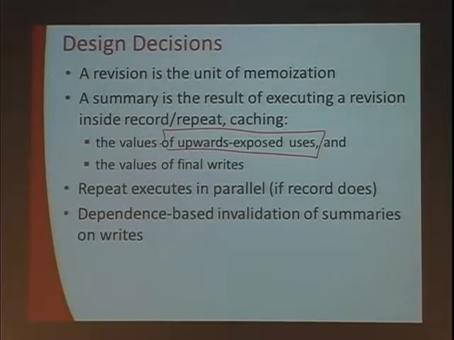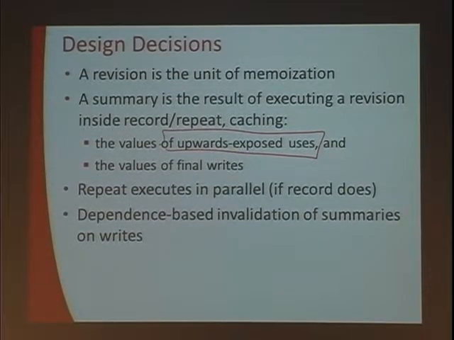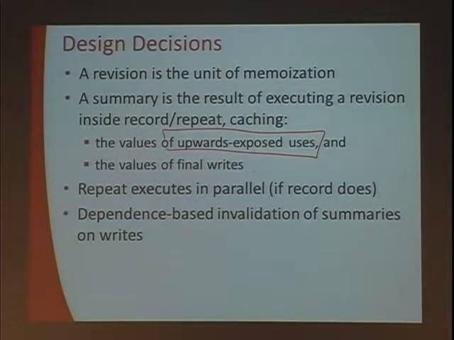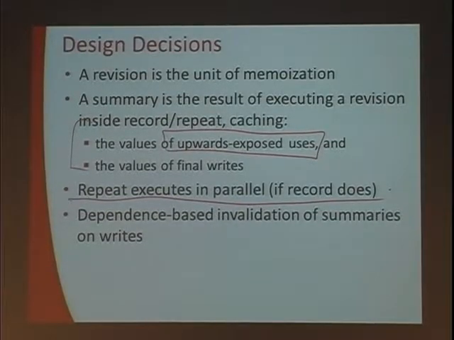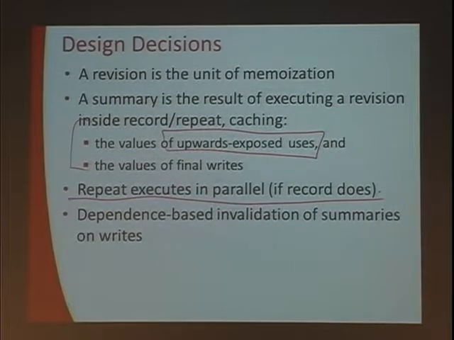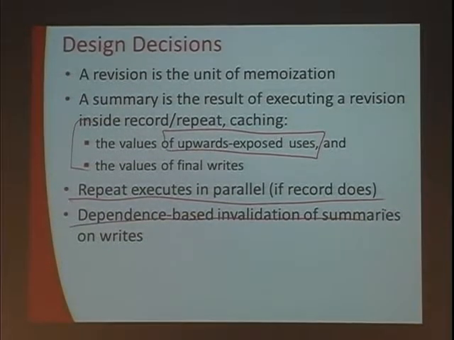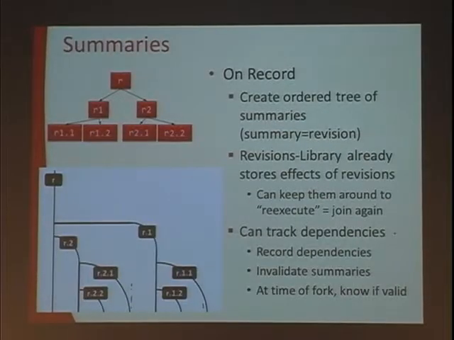So one idea is that if you already have a level of indirection you're paying for, for things like making logical copies of state, then piggybacking incremental dependence tracking on that is not terribly expensive. So the basic idea is that we are tracking the summaries at the level of revisions. The repeat executes in parallel, just as the record phase did, depending on your fork-join structure. And we do dependence-based invalidations of summaries on writes, as I alluded to before.